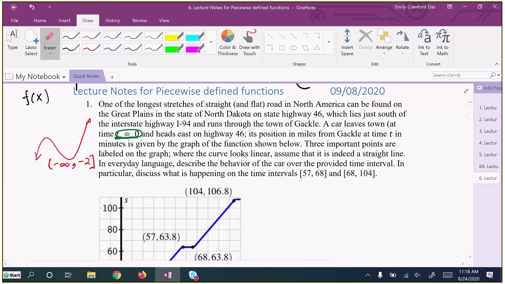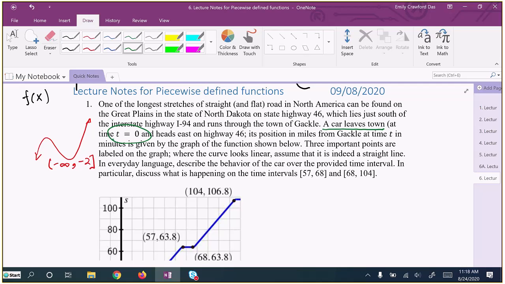And I'm also going to remember, what does t equals 0 mean? t equals 0 means the time that we left town. So a car leaves town at t equals 0. It's heading east on Highway 46. I'm not sure if that's important.